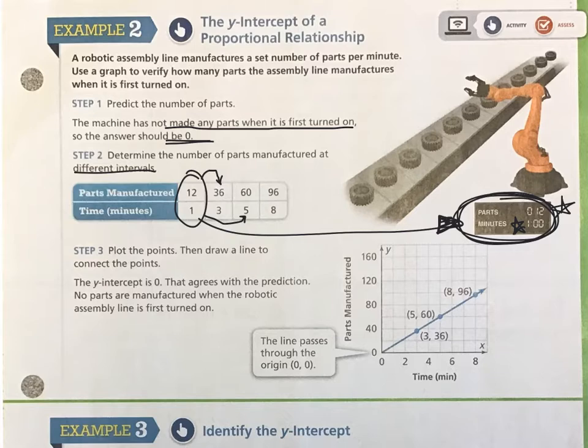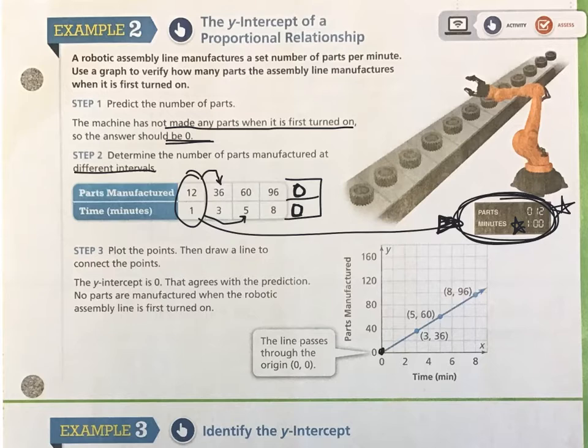But remember, before the machine is turned on, there were 0 parts manufactured and there had been no time that the machine was running. So that 0, 0 is also a part of this data set. Step 3 is to plot the points and then draw a line to connect them. The y-intercept in this problem is 0, okay, because it passes through the origin. That agrees with the prediction that no parts are manufactured when the robotic assembly line is first turned on. It's only after it's been turned on for an amount of time that any parts are manufactured at all.